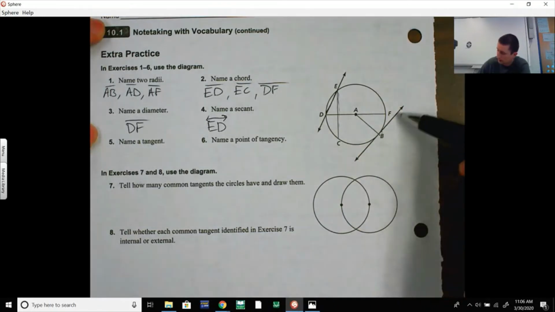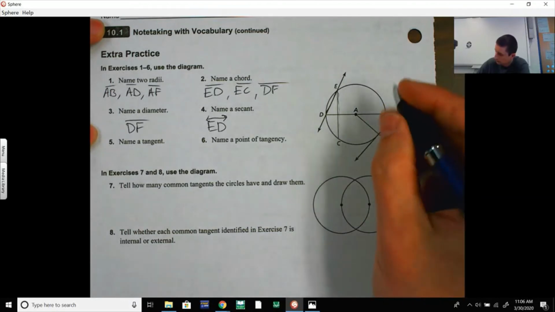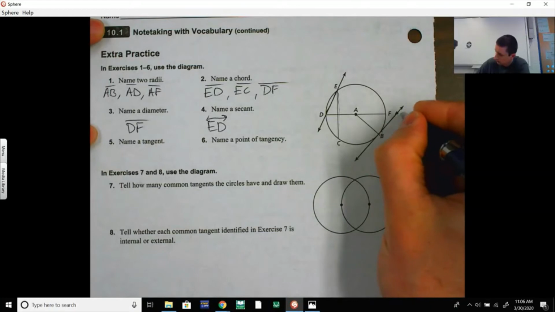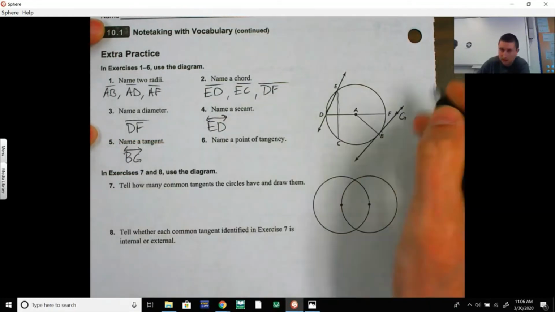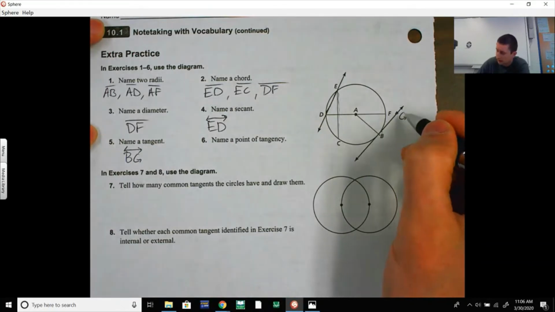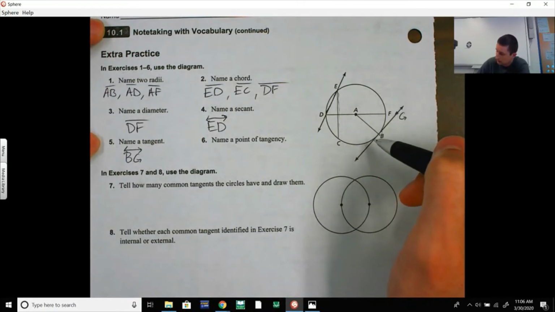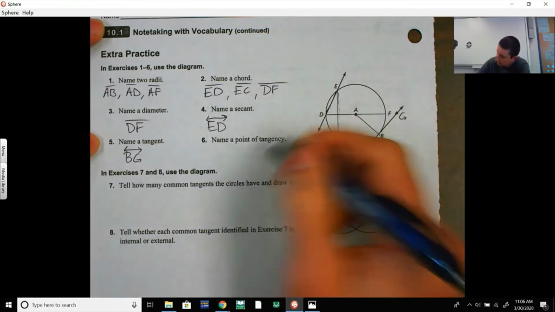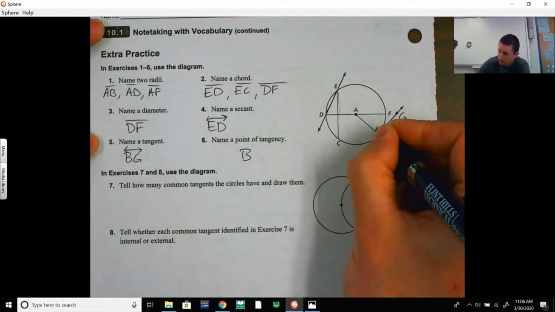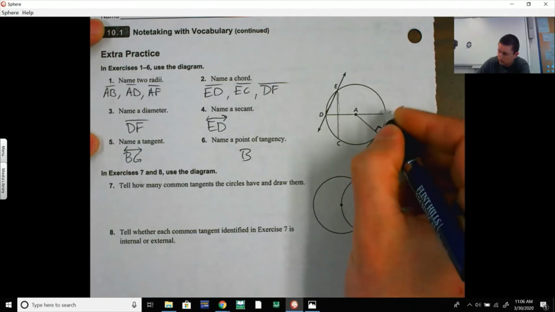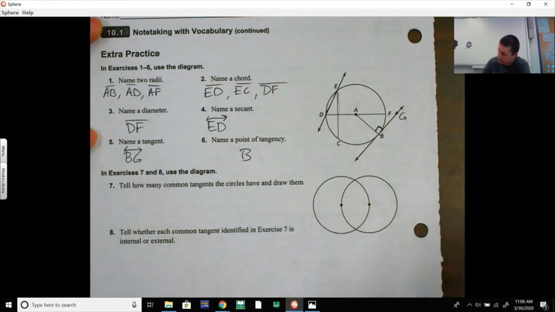So name a tangent. They did not give us one. We'll name a point there. Let's say BG. I drew that myself. So BG is a line that is a tangent. Name a point of tangency, that would be point B. And if this is tangent, then we know this angle has to be a right angle. We'll see that coming up here in a little bit.